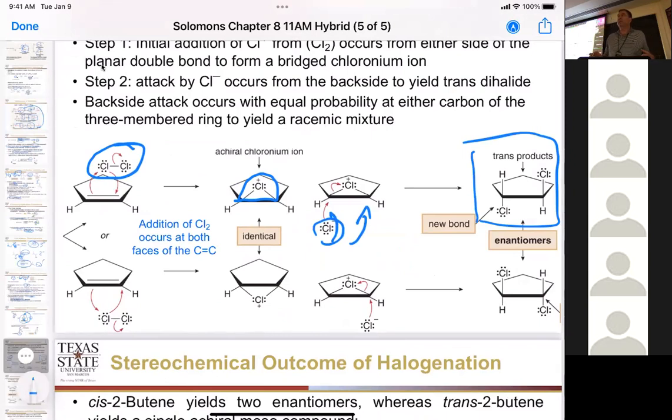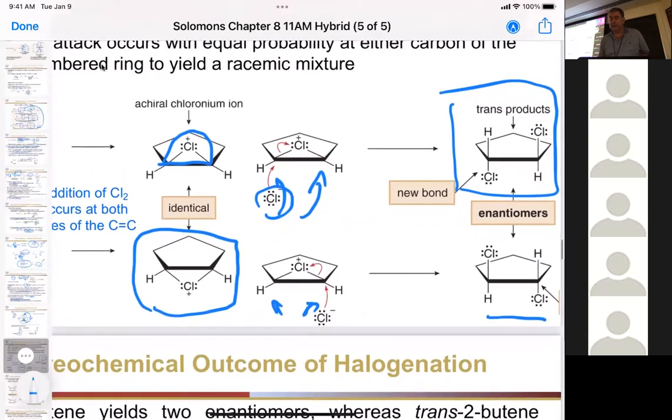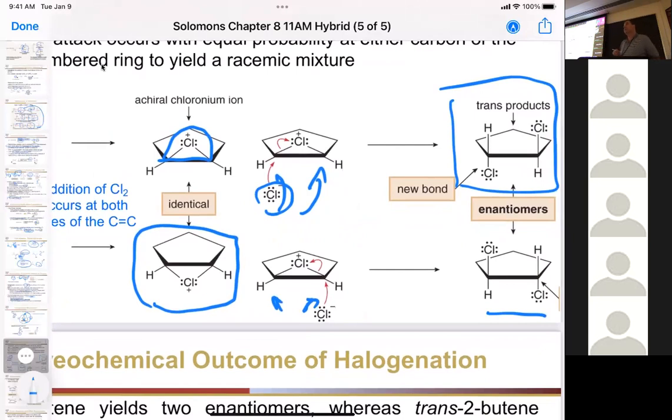But what if the chloride came and attacked from the bottom? Well, that's going to give us a different intermediate. Well, no, it's not, because if you flip that over, it's achiral. It's the same. You just have to flip it over. And you have the attack of the chloride ion, and it can be on this side or that side, but we're going to take that side. And when it does that, we still get our trans product, but we now have enantiomers of each other.